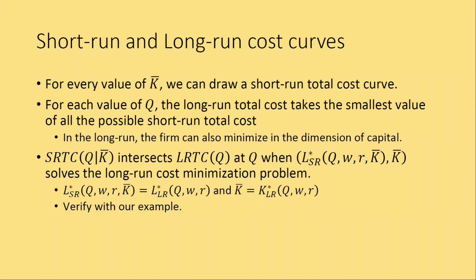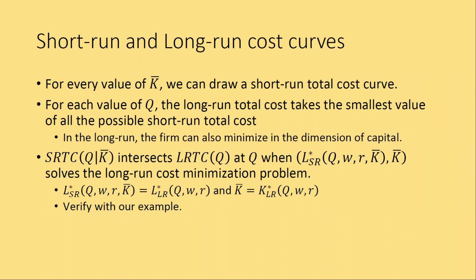So in a sense, in the short run, the firm cannot adjust in the dimension of capital, right? But in the long run, the firm is also minimizing in this dimension of capital. We are picking the k bar out of all different possible short runs, and we are finding the one that minimizes its cost in the long run.